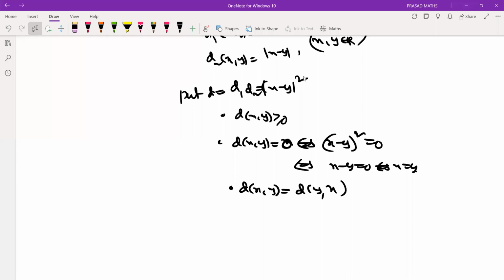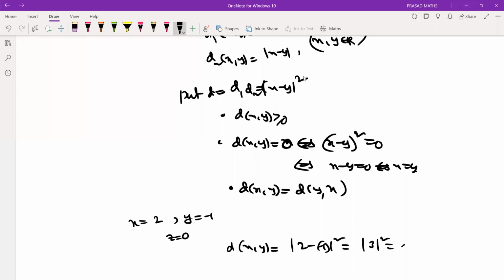So the problem is only with the triangle inequality. For that, I'm going to take x equals 2, y equals minus 1. You can take z equals 0, right? So distance between x and y is equal to what? Mod of x minus y whole square. That means 2 minus minus 1 whole square. That is exactly what? 3 square. That is exactly 9. Right?